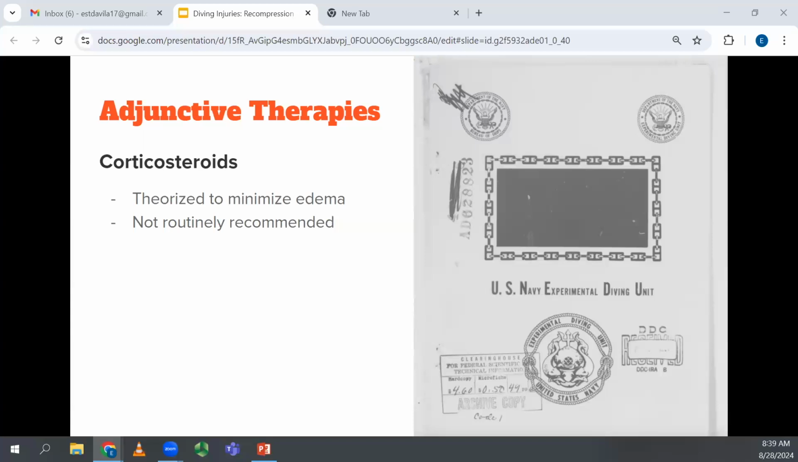And then the last one here is corticosteroids, which again are theorized to minimize edema. It's not routinely recommended. I found this in a really old US Navy source. So there wasn't much to say about it, but it could be helpful. Another proposed therapy is just IV fluids, which would again, I guess, try to drive out inert gases and increase proper oxygen delivery in the blood.